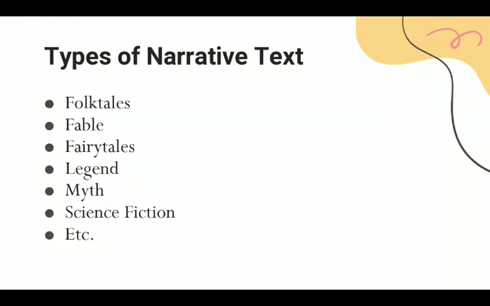The next one is types of narrative text. This is usually also called genre. There are some genres or types like folk tales, fable, fairy tales, legend, myth, science fiction, and many more.